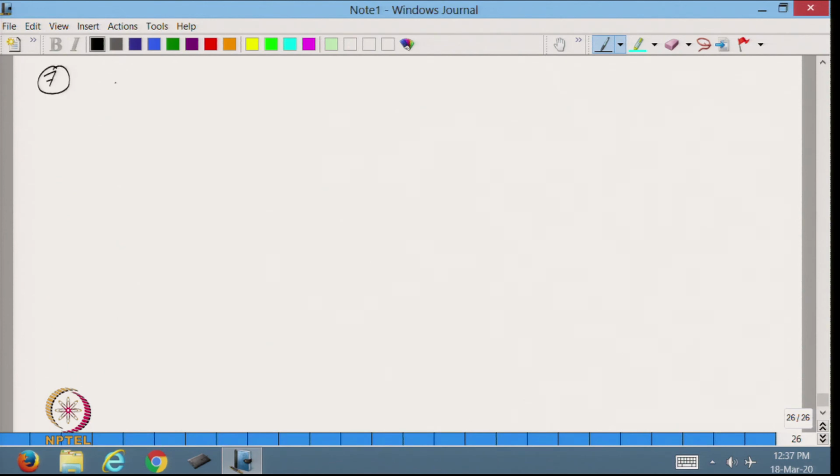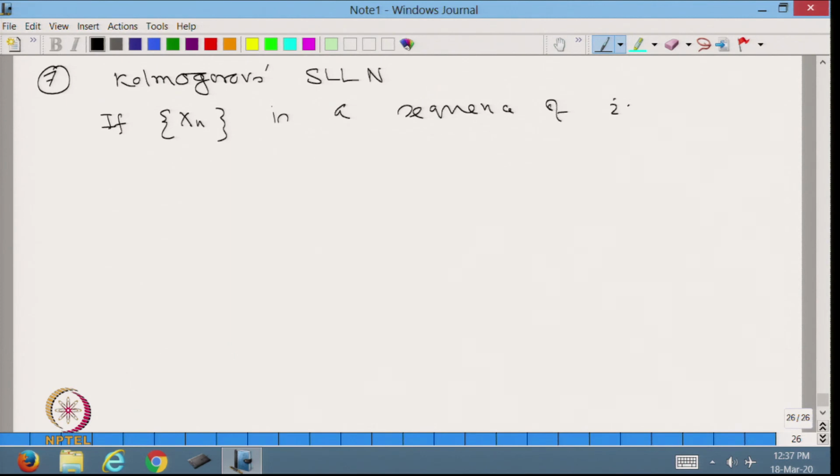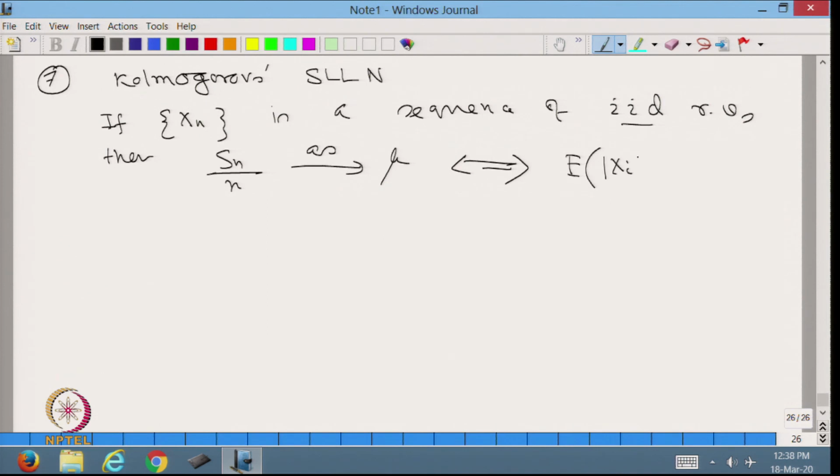And finally, Kolmogorov's strong law of large numbers, which says that if Xn is a sequence of iid random variables, then Sn upon n converges almost surely to the common mean mu implies and is implied by expected value of modulus of Xi being finite. Note that this is the same for all i.